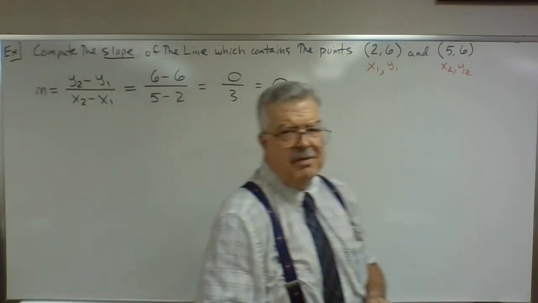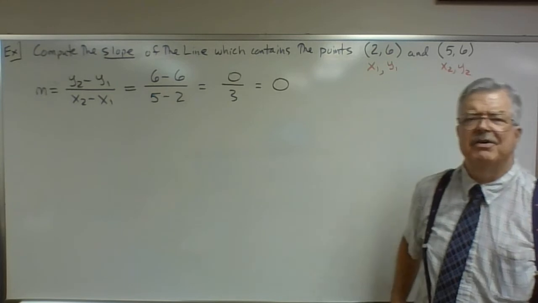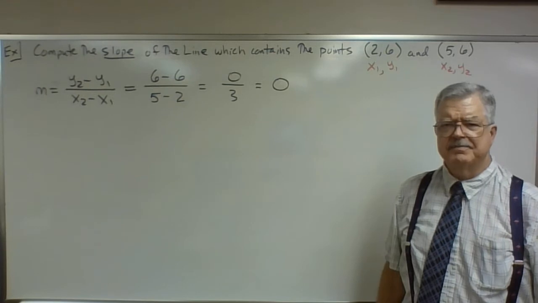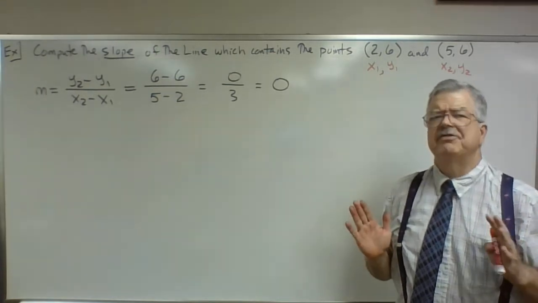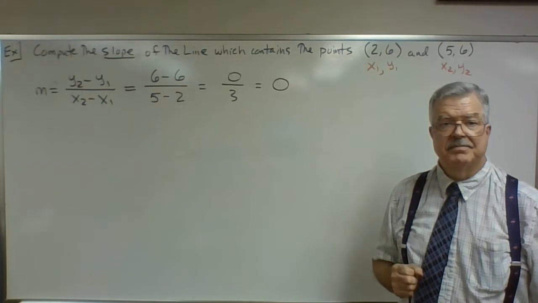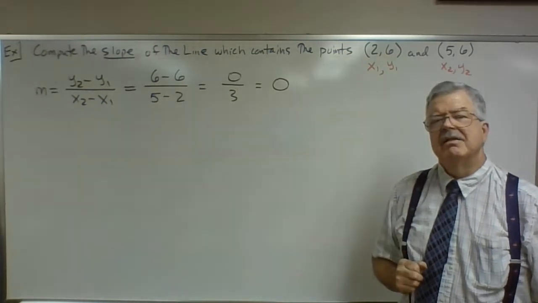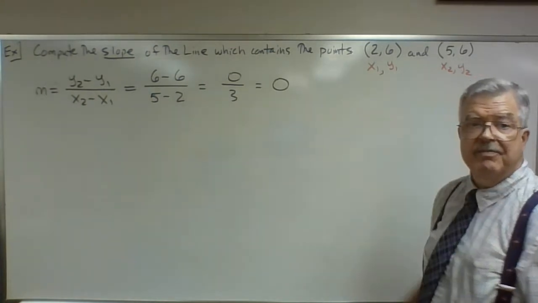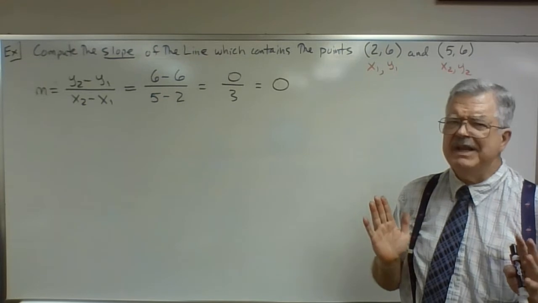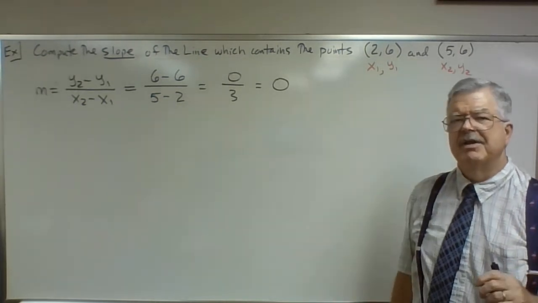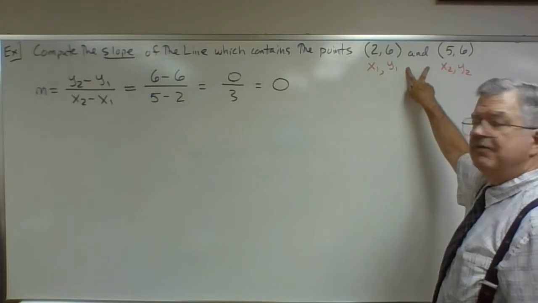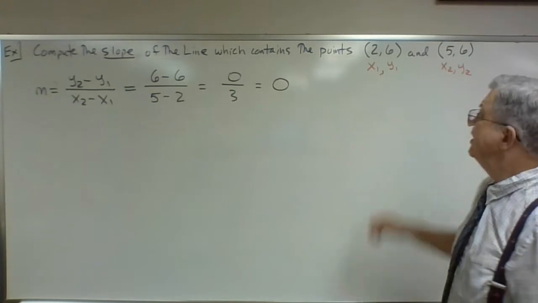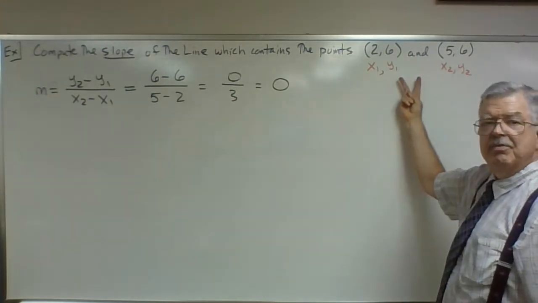And we saw that in the previous part of this lecture, and we thought, well, that's weird. The slope of the line is 0. Let's explore this a little bit. Let's draw a graph of the line that contains these 2 points. And if we remember, we really only need 2 distinct points to graph a line. We have 2 distinct points.